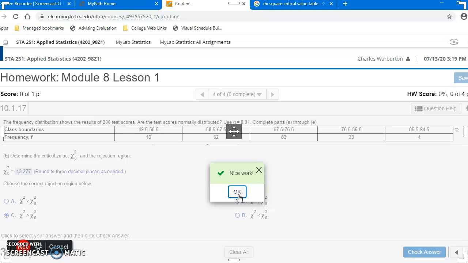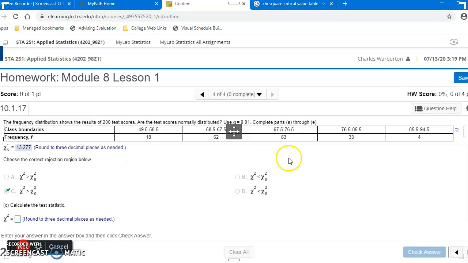Remember, we reject the null hypothesis when we have an extreme value. That means it's very far away from what we expect. So how far away is very far away? When it's further than 13.277 chi-squares. Okay, so what is the chi-square test statistic, not the borderline but the actual test statistic? Well, I think we can find that on StatCrunch. Let's do it.